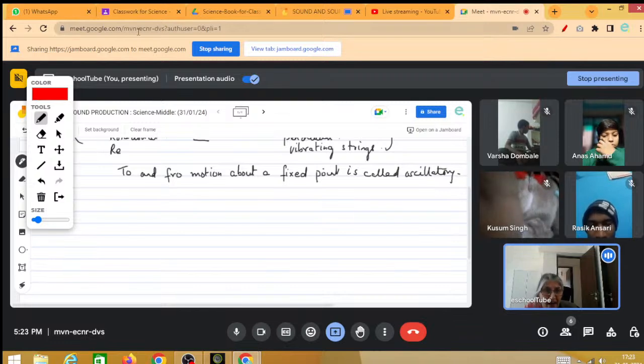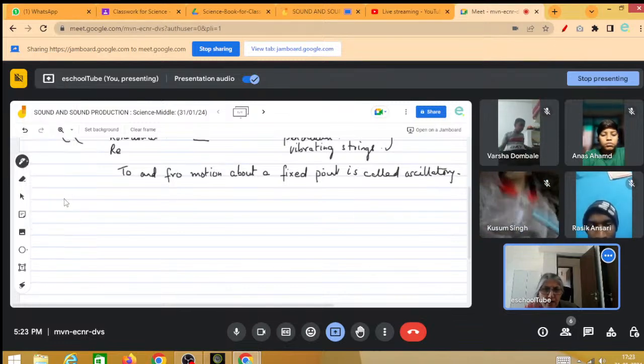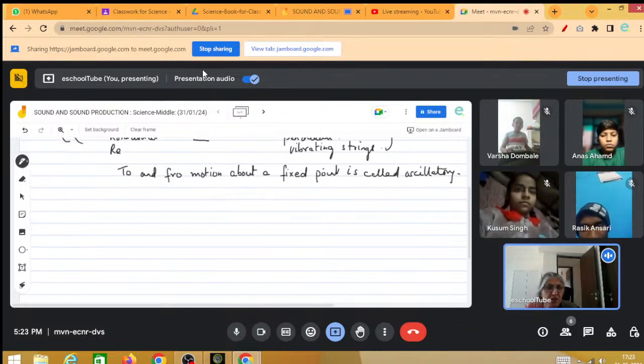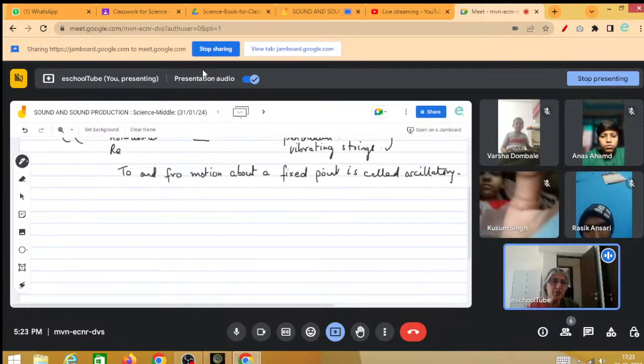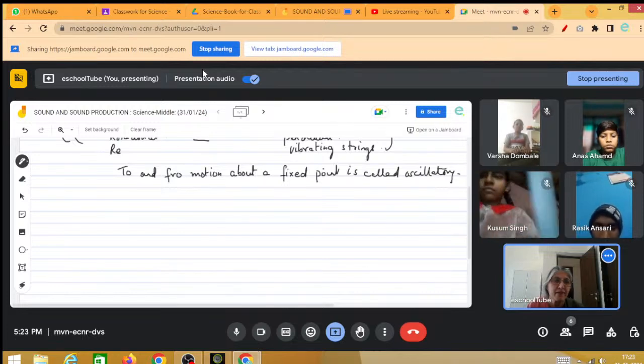So now why am I talking about this to and fro motion? हमने तो आज साउंड स्टार्ट करना था, तो मैं ये ऑसिलेटरी मोशन पे कहां से पहुंच गई? तो ऑसिलेटरी मोशन से क्या होता है बताओ? ऑसिलेटरी मोशन से अभी पता चलेगा.